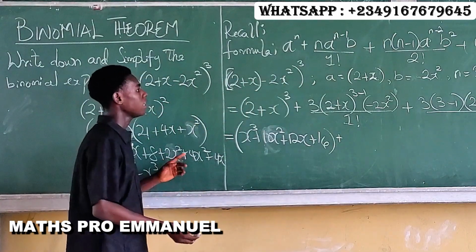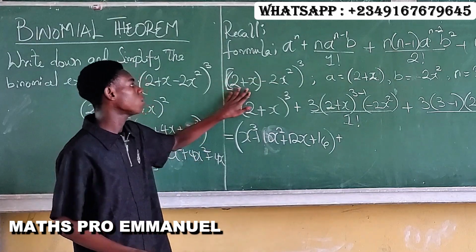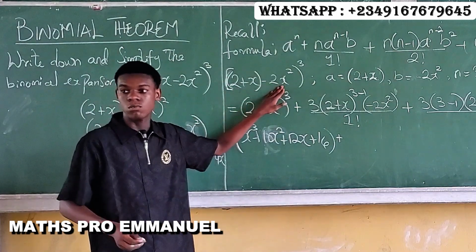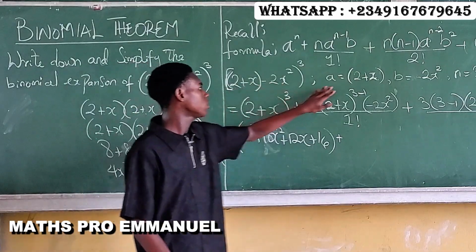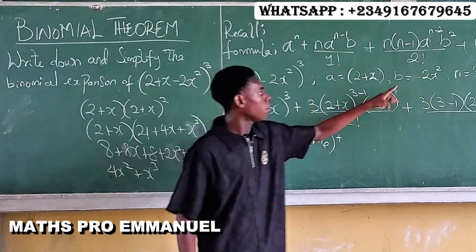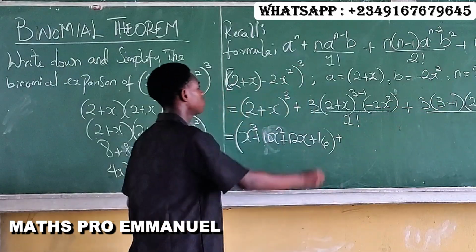Anyhow you want to do it, you will have the same result. So A now is 2 plus x. B is minus 2x squared. Then n is the index here, which is 3.